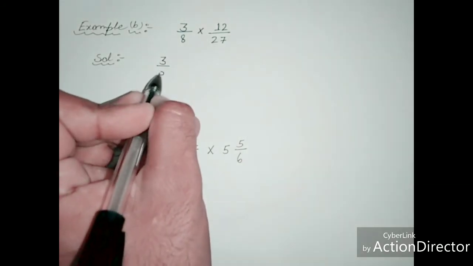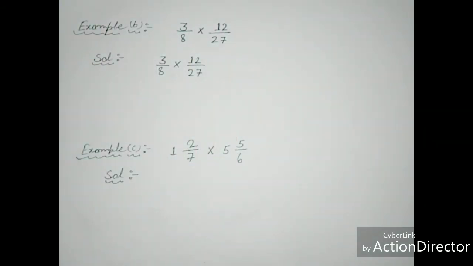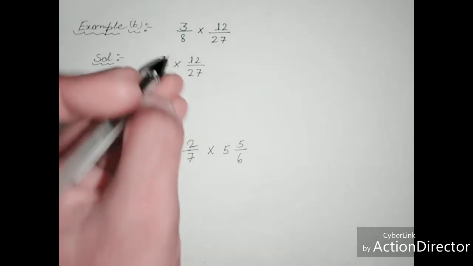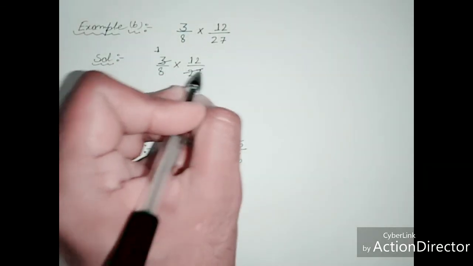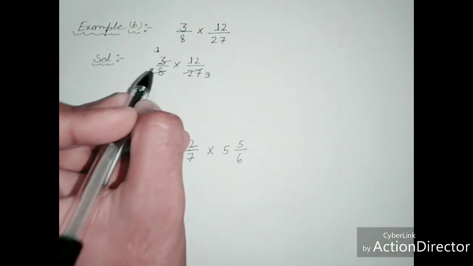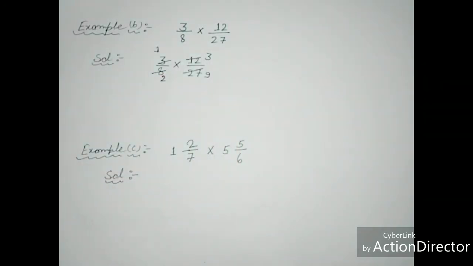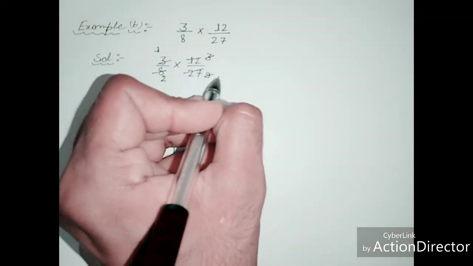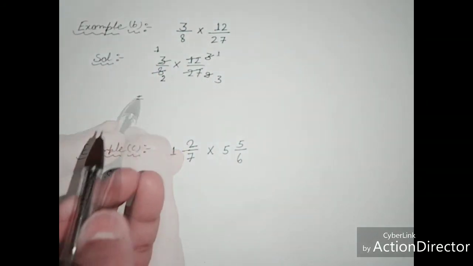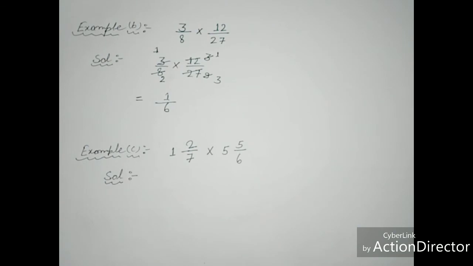3 upon 8 multiply by 12 upon 27. If the numerator and denominator divide by any number, we divide both numbers. 3 1s are 3 and 3 9s are 27. Now 4 2s are 8 and 4 3s are 12 and 3 3s are 9. So 1 1s are 1 and 2 3s are 6. So when we multiply 3 upon 8 by 12 upon 27, it gives product 1 upon 6.